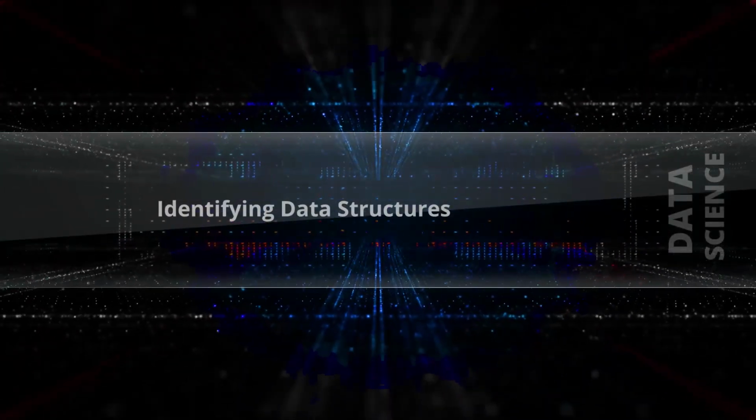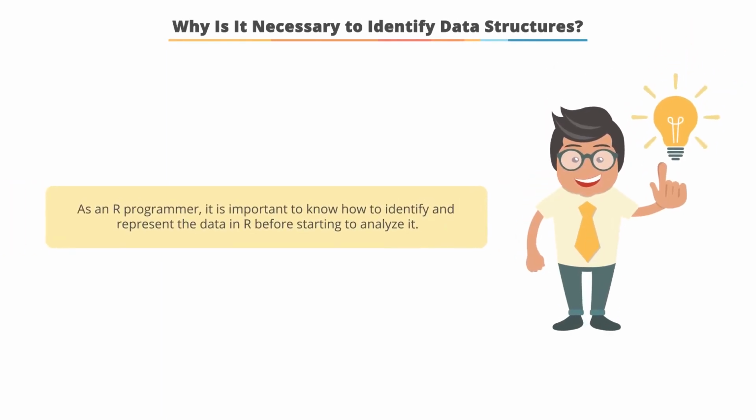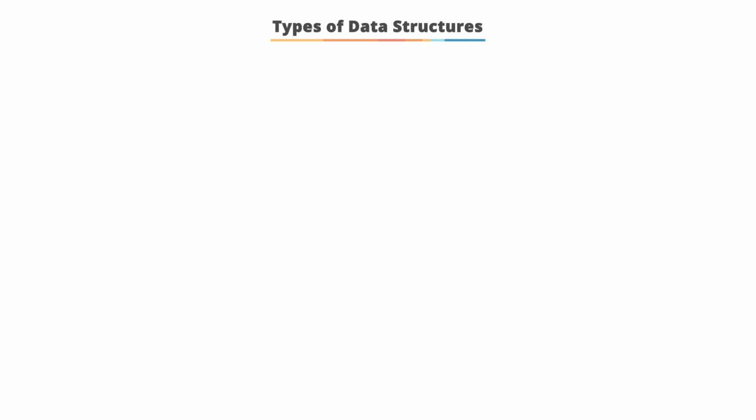Identifying data structures. Why is it necessary to identify these data structures? Well, as an R programmer, it's important for you to know how to identify and represent the data in R before you start to analyze it. There are 6 primary types of data structures.